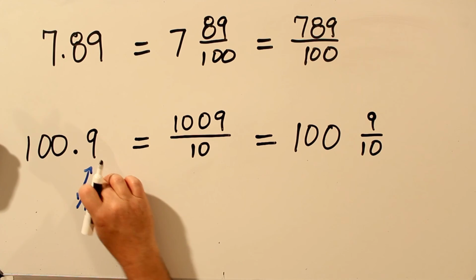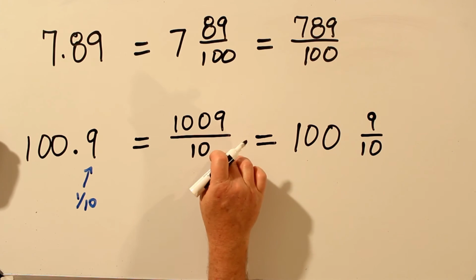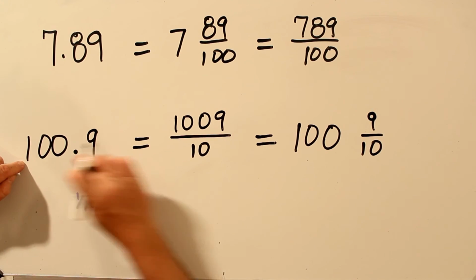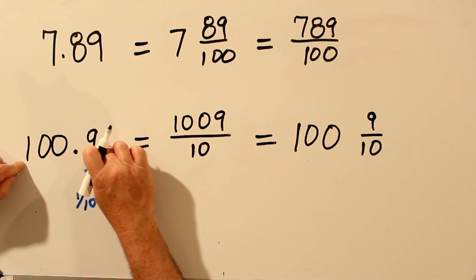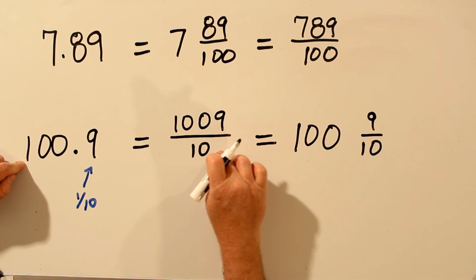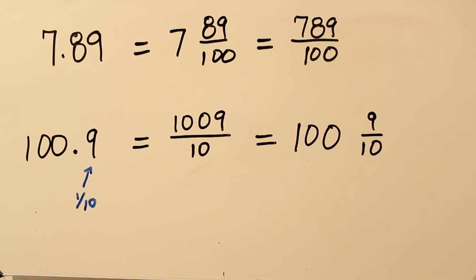So when you only have a tens place, you can take the whole number and put it over 10, or you can break apart just the whole number part and convert 0.9 to 9/10. But these numbers are all the same. And that's how you convert a decimal to a fraction. It's pretty easy.